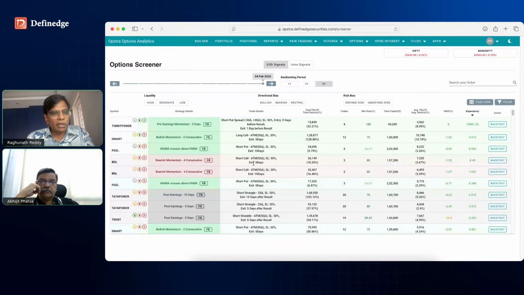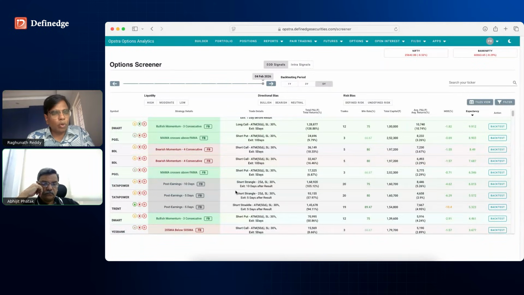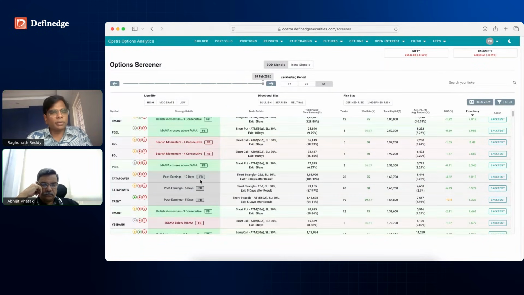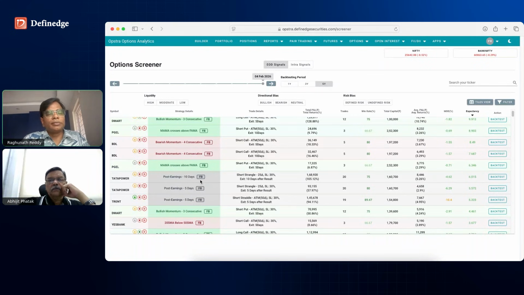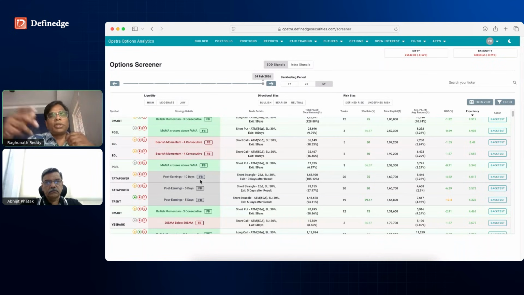Let's look at this post earnings result. So what is post earnings? When the results are announced, and when we are going into the results, usually the premiums of the options go up. The IV goes up. But after the results are announced, the IV goes down. So can we profit from short volatility in that particular underlying? So we are backtesting that to see what happens.